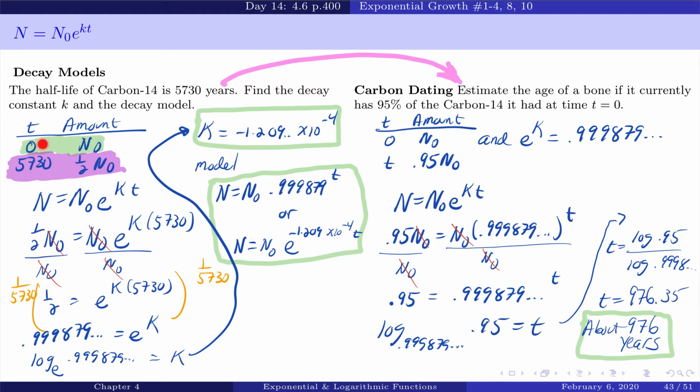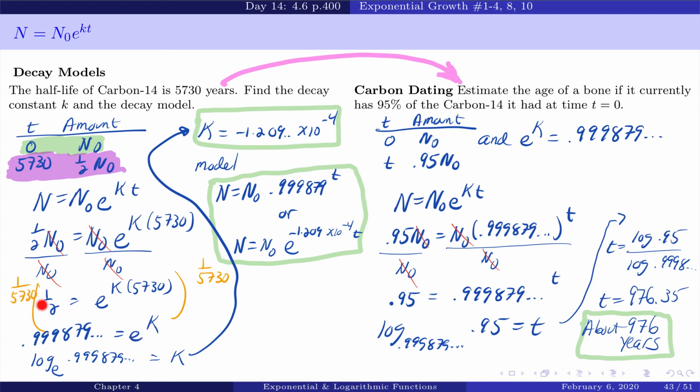So at the time 0, I don't know how much I have, but after 5,730 years, I know that I've got half of what I started with. So N0, the initial amount, is unknown, and 5,730 years later, we've got half as much. So when I plug those into the model, the amount that I have, 1/2 N0, after 5,730 years, even though I don't know how much I had, when I go to solve, divide both sides by N0, and the N0 disappears. Now to solve for e to the k, I raise both sides to the 1 over 5730 power.